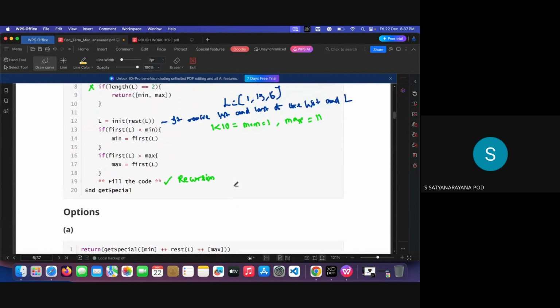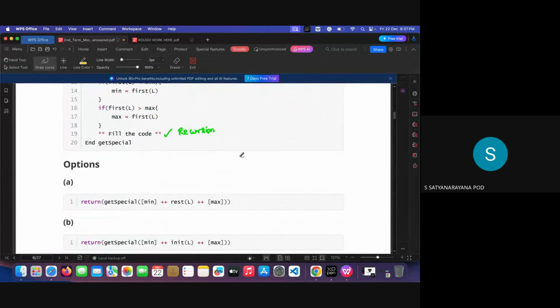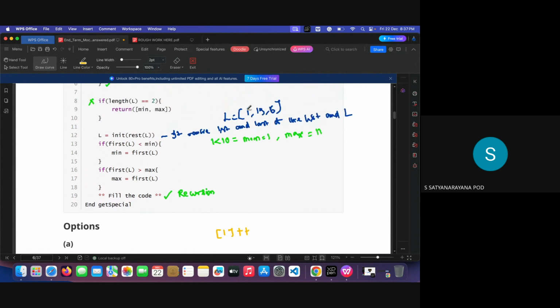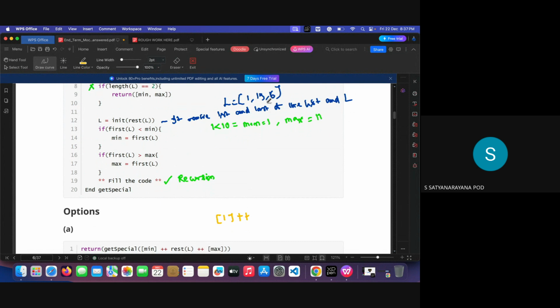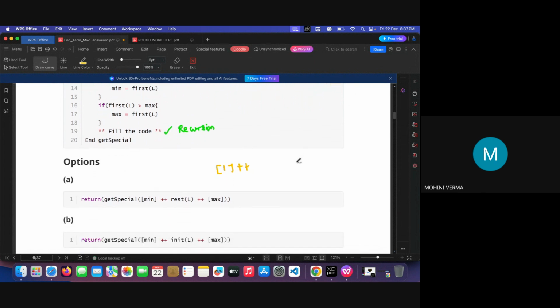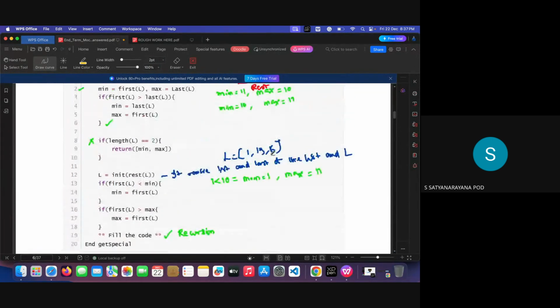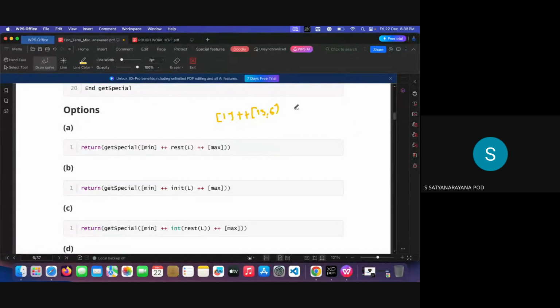So right now, what is my minimum value? It's 1. And plus means, of course, it is concatenation. Rest of L. My L is updated with 1, 13, 6. So rest means 13 and 6 are taken. Is it clear? 13 and 6 are taken. Then after it, the max is taken. Of course, the max still remains 11.